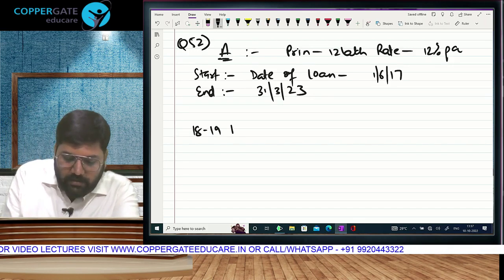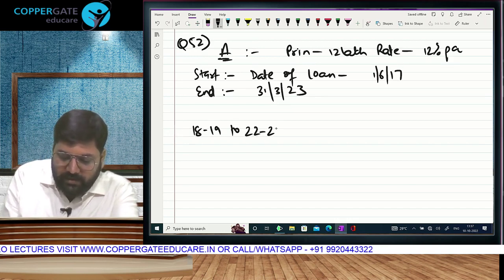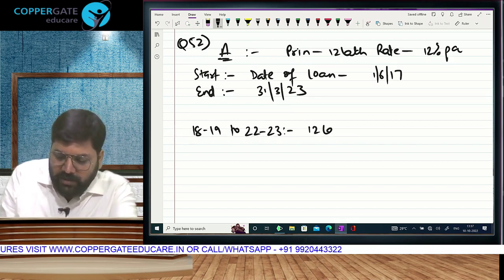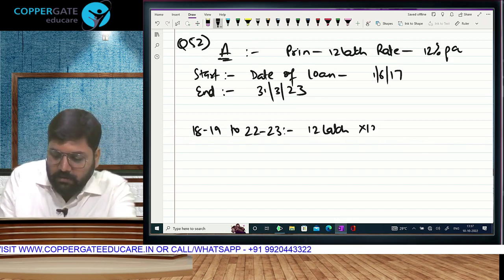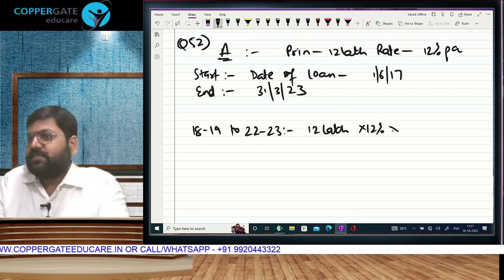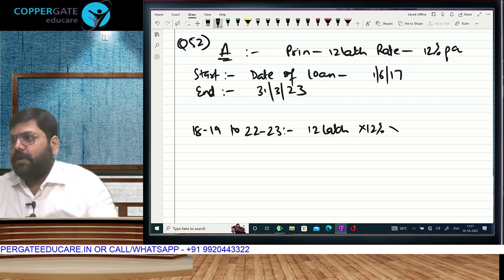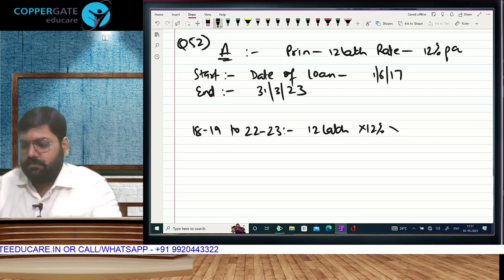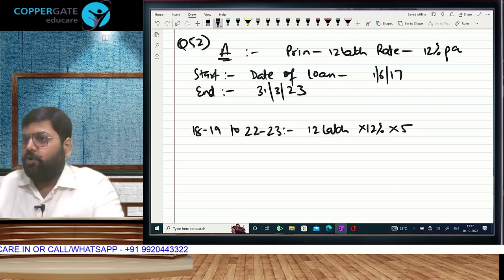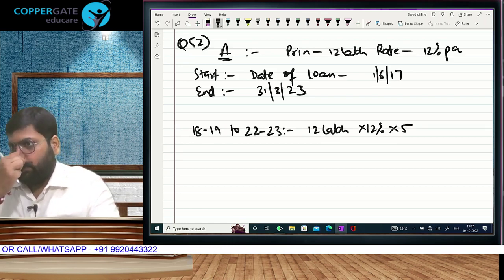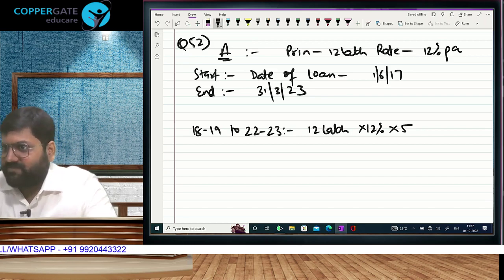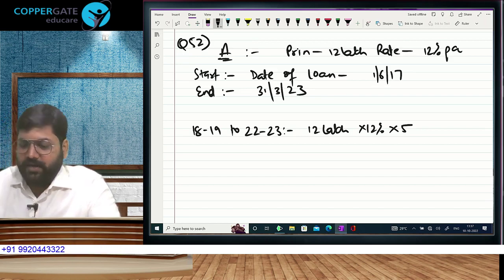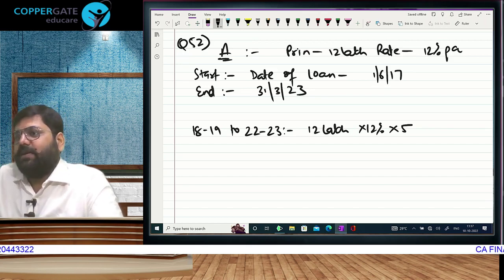18-19 to 20-23, 5 full years, 12 lakh, 12%. 12% is for 1 year, no? And you're calculating for how many years? I hope you don't divide it by 12. When you have to calculate for 5 months, we take 5 by 12. This is 5 years. So for 1 year, you could have done it independently.